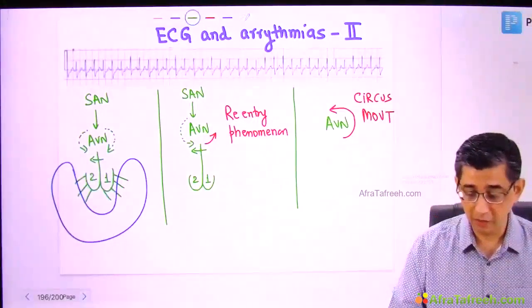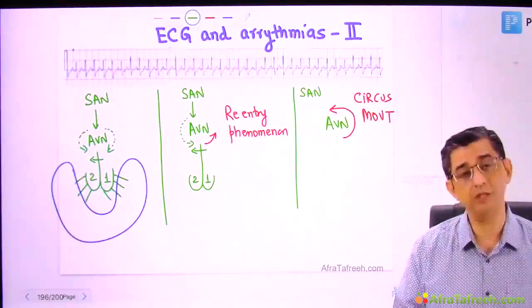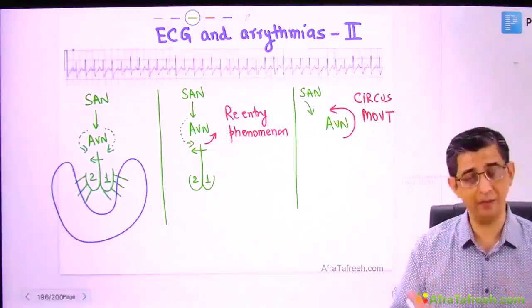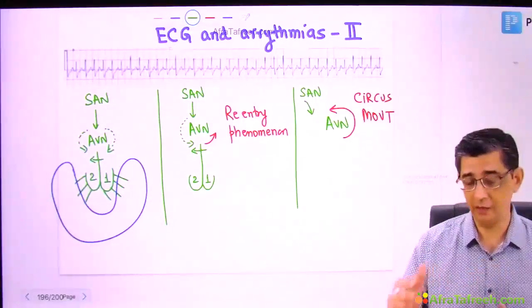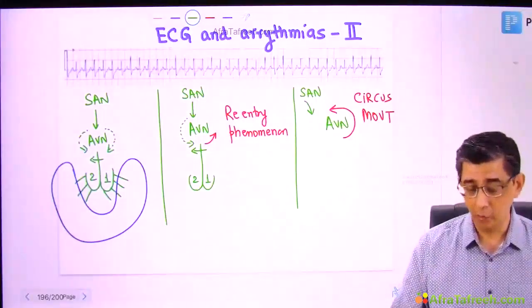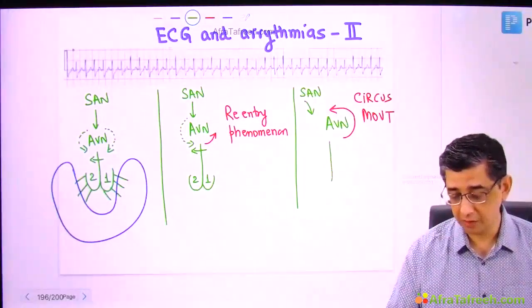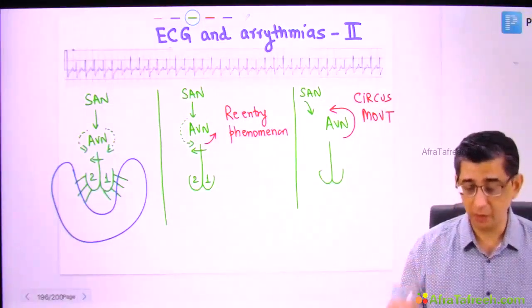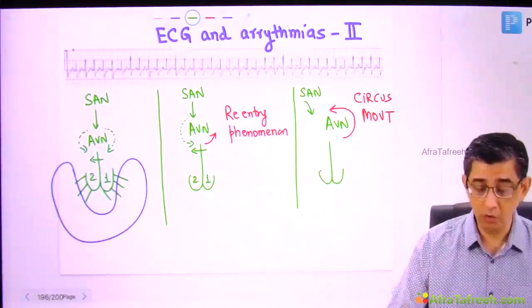And well, there are now two currents which are in competition with each other. One of the currents is shown in green, that is coming from the SA node, as it happens in you and me. The second is the current in red, the circus movement, and both of these are competing to first reach the bundle of His, because whosoever will win the race will be able to activate the bundle of His. Well, who's gonna win here?